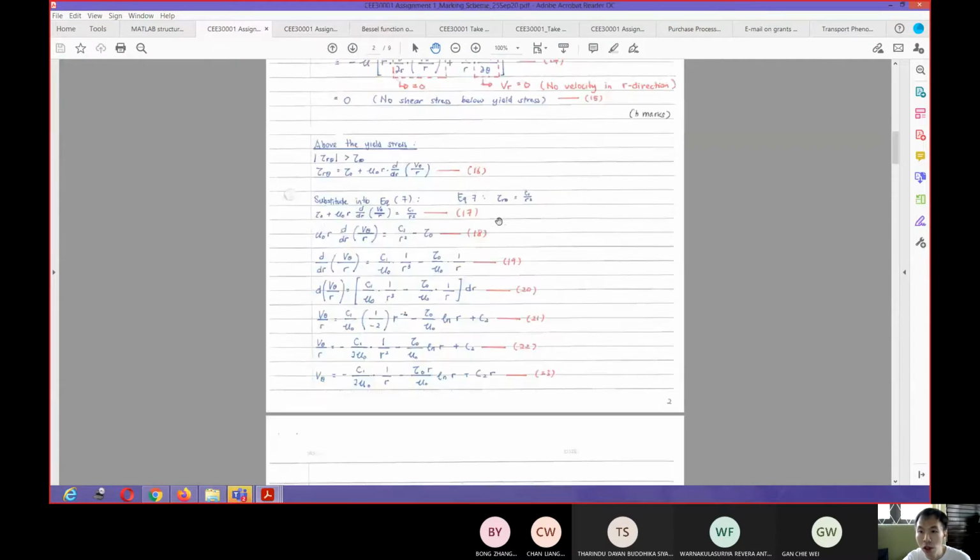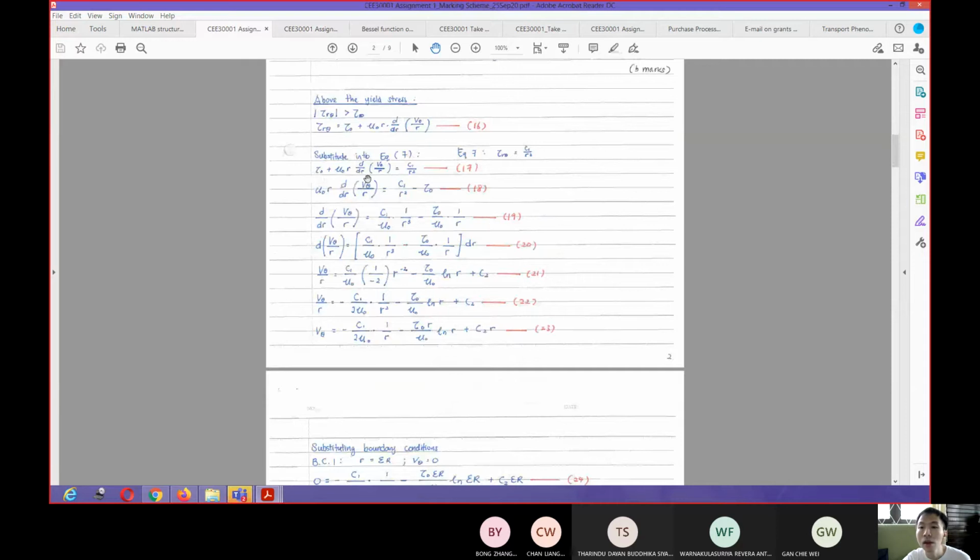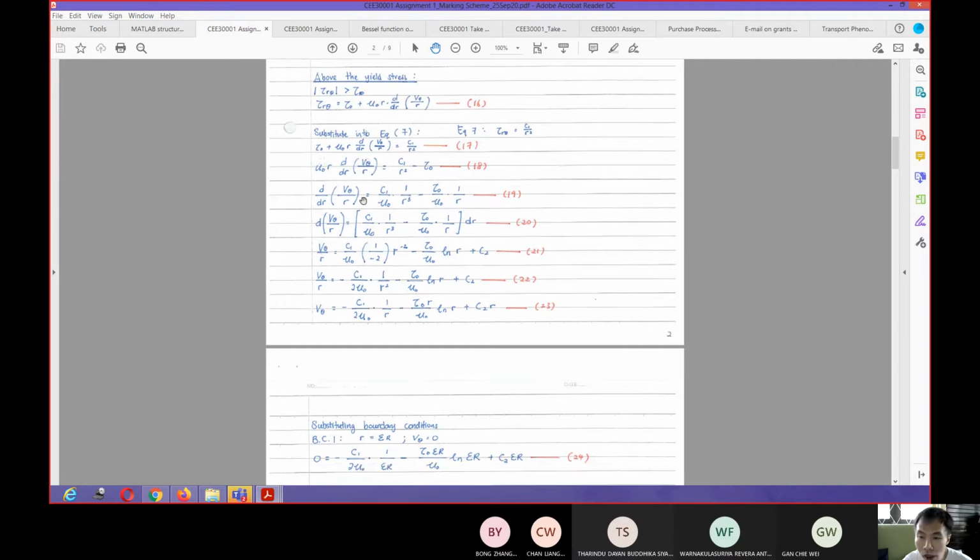Okay, once we substitute into equation 7, then we have this term in terms of d over dr of the velocity in the angular direction divided by r. Then you just use a mathematical process. You put this d over dr into the left-hand side, and the other term into the right-hand side. Okay, and you go carefully, carefully like this.